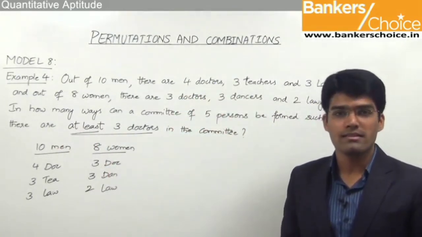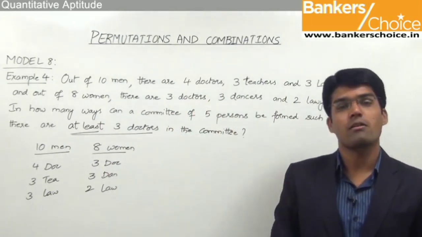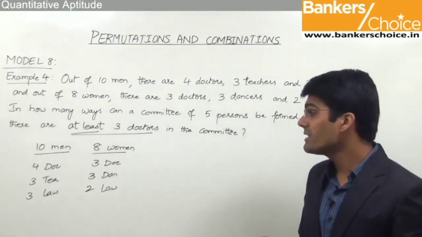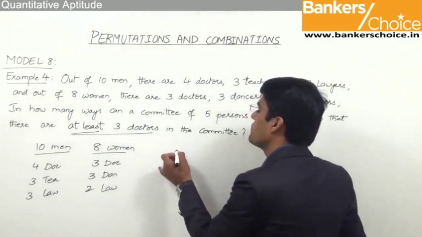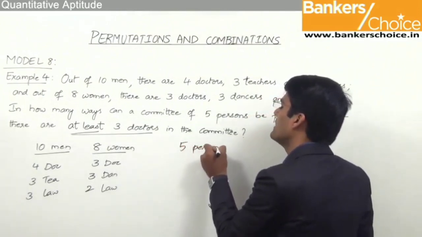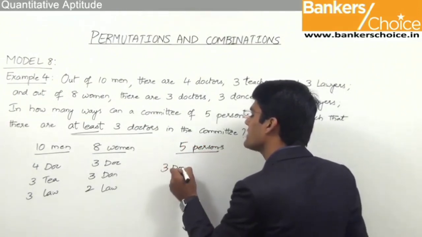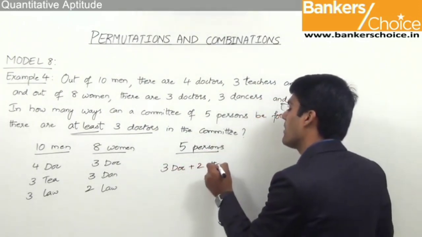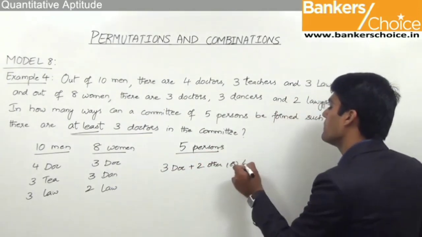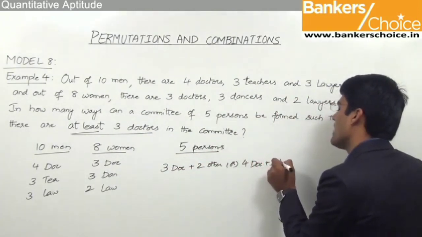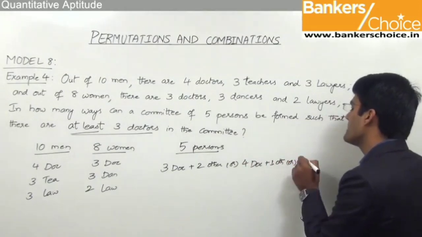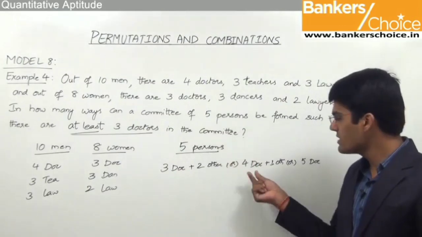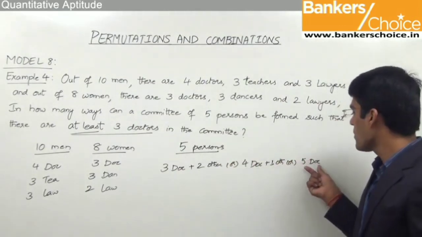So there can be 3 doctors and 2 persons of other professions, or we can have 4 doctors and 1 person of other profession, or we can have all the 5 as doctors. So here there are 3 possible cases. When we have to form a committee of 5 persons, there can be 3 doctors and 2 persons of other professions. Or the other possible way is 4 doctors and 1 person of other profession. Or finally, all the 5 can be doctors. So these are the 3 possible cases: 3 doctors and 2 of other professions, 4 doctors and 1 person of other profession, or all the 5 are doctors.